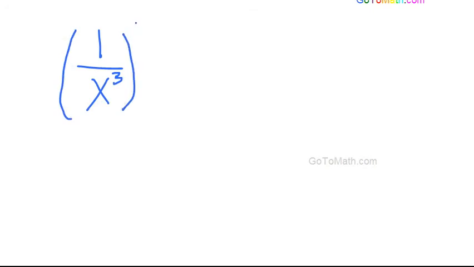Okay, so we got something a little different here. Now, how can we break this down? Well, we can look at it this way. This is 1 raised to the ninth power over x cubed, and that's all raised to the ninth power. So that's one way of looking at it. It's probably the best way to look at it.